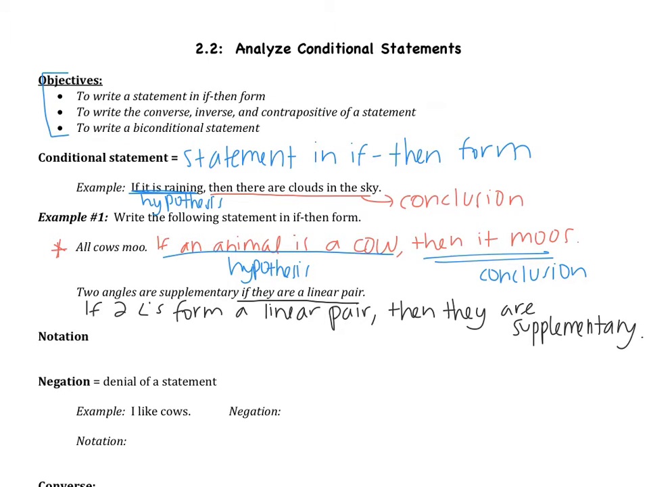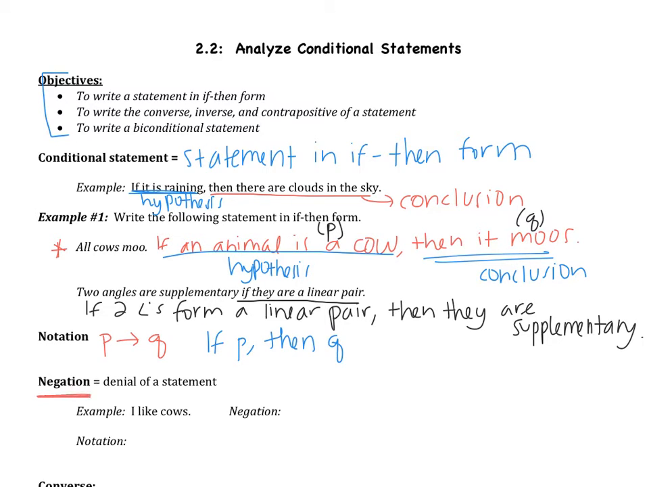Okay, so the notation for this if-then form is called P implies Q. This means if P, then Q. So in the all cows moo example, if an animal is a cow, that would be our P. Then it moos, that would be our Q. So P is just the if part, Q is the then part.